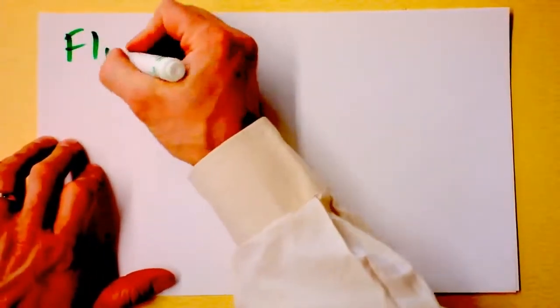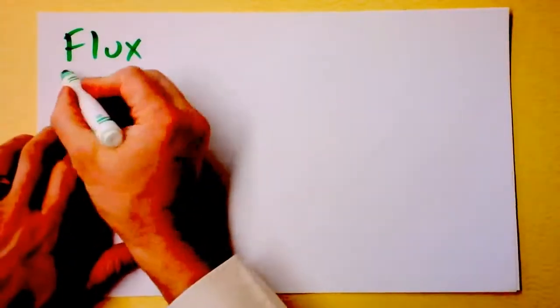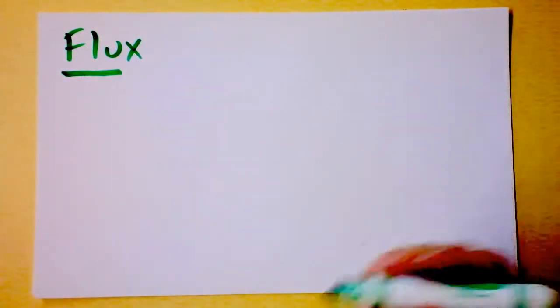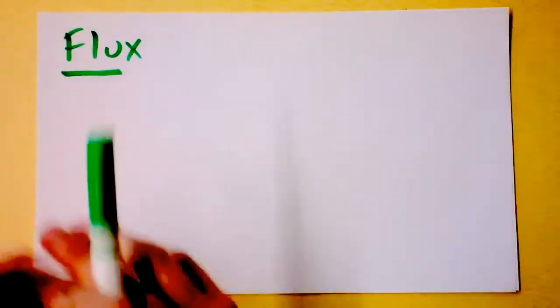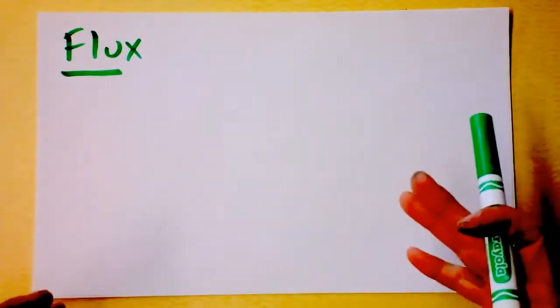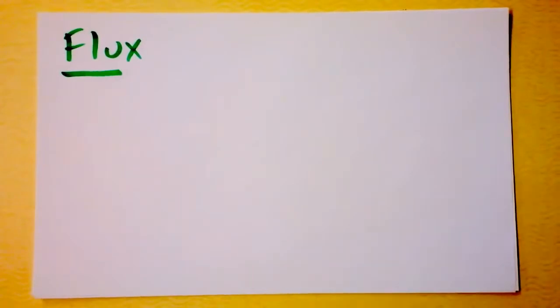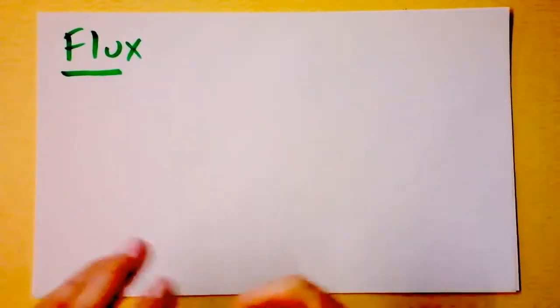So the word flux comes from the Latin fluxus, meaning flow, and we're going to talk about the idea of electric flux. It does not mean electrons moving from one place to another, but it represents the idea of electric field going through an area. So it's a flowing of electric field more than it is a flowing of electric charge.